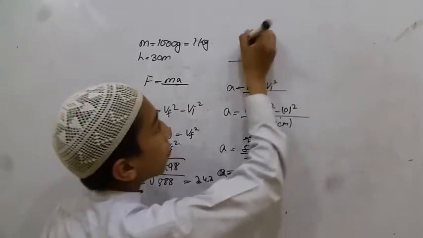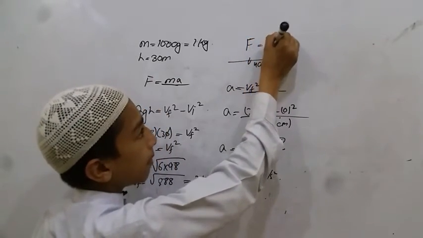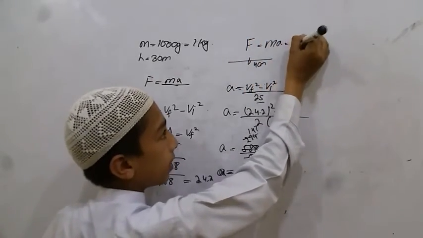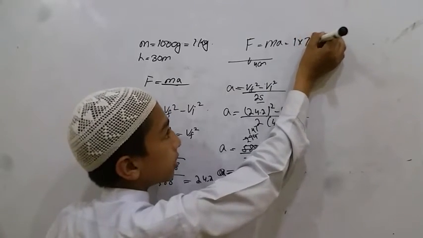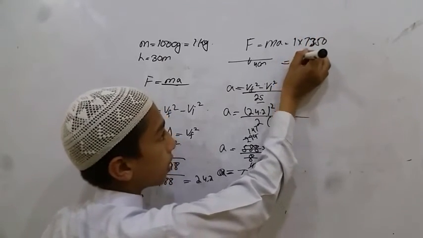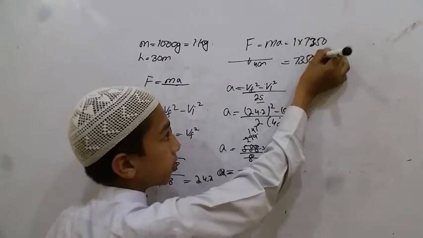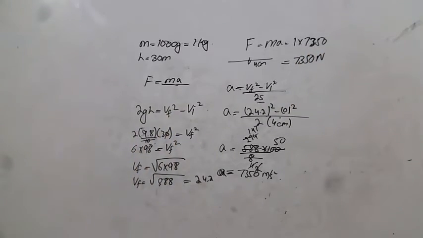So force is equal to ma. m is 1 and a is 7350, so it is equal to 7350 Newton. This is the force exerted by the ball into the sand.